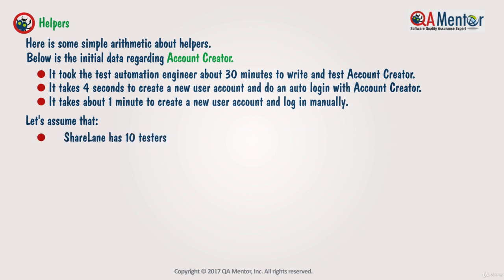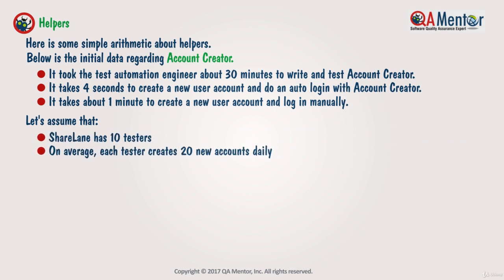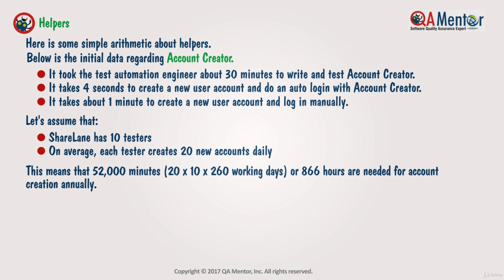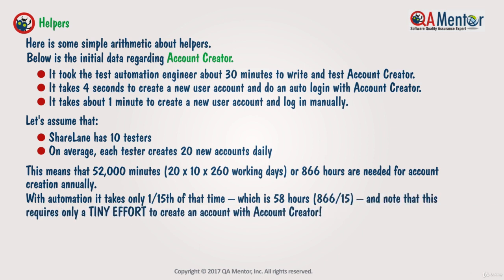Let's assume that ShareLane has 10 testers. On average, each tester creates 20 new accounts daily. That means that 52,000 minutes or 866 hours are needed for account creation annually. With automation, it takes only 1/15 of that time, which is 58 hours. And note that this requires only a tiny effort to create an account with Account Creator. Therefore, the delta is 808 hours.